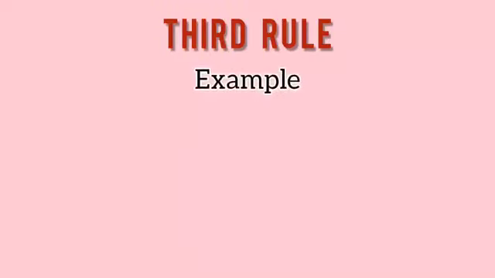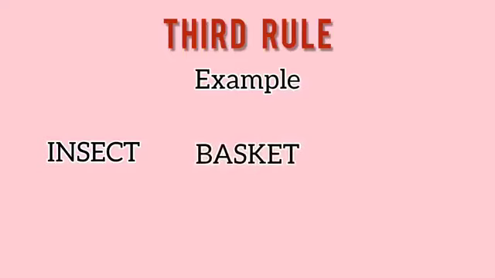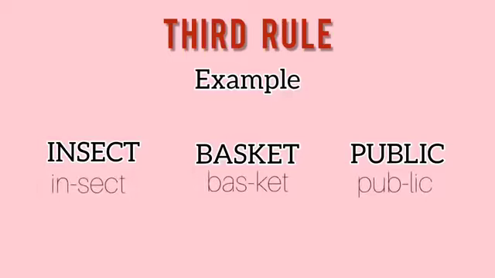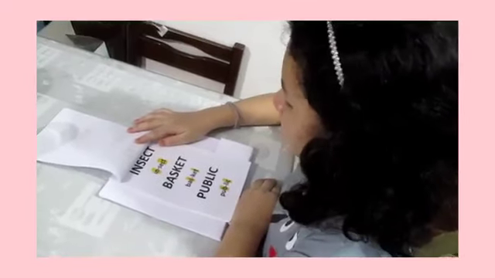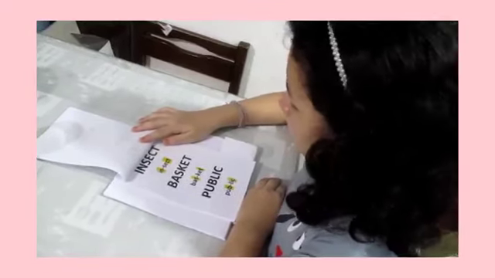For example, the words insect, basket, and public. Each syllable is a closed syllable, the reason why the vowels are short. Now, let's try to say it. Insect, basket, public. But this rule has an exception.